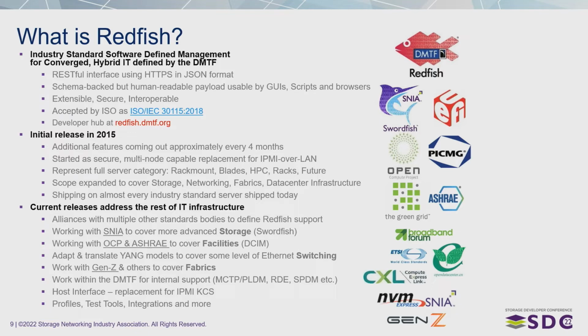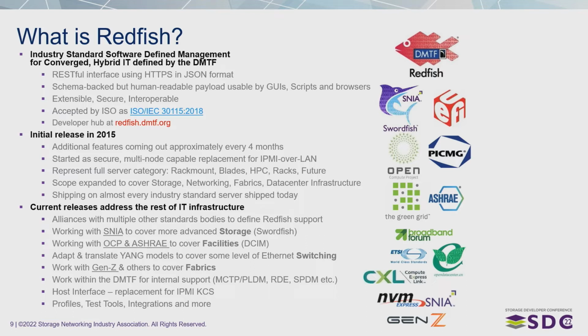It's actually published as an ISO spec, both schema and the protocol spec itself. We're continually updating that as we go through the different Redfish versions. You can always get the latest stuff at redfish.dmtf.org though. The initial release was in 2015. We were looking at replacing IPMI over LAN.